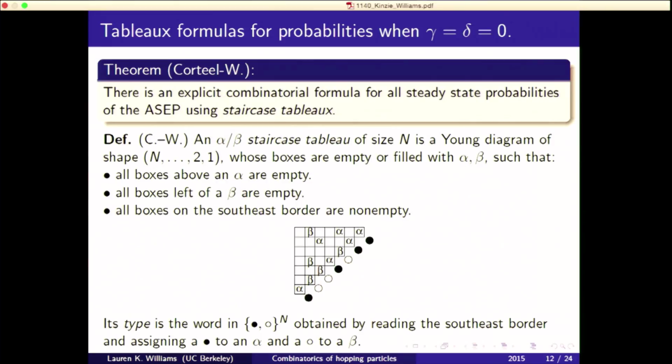And then the type of the tableau is a word in particles and holes. It's a state of the ASEP. It's obtained by reading the southeast border and assigning a particle whenever I see an alpha, and a hole whenever I see a beta. One way to think about this is that if you remember our picture, alpha governs the rate of particles hopping in at the left, and beta governs the rate of particles hopping out, or in other words, holes hopping in at the right.